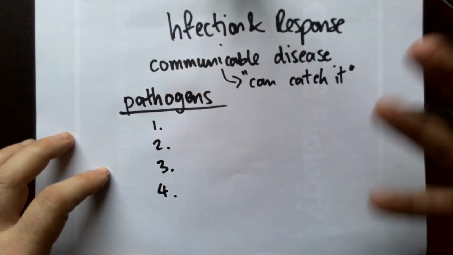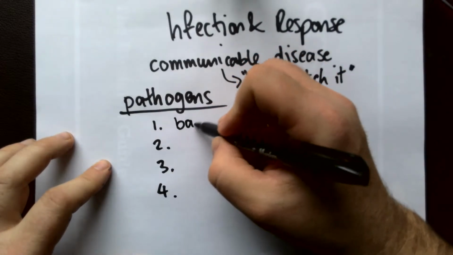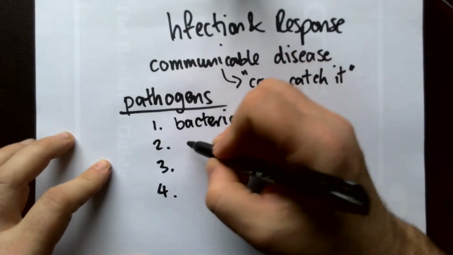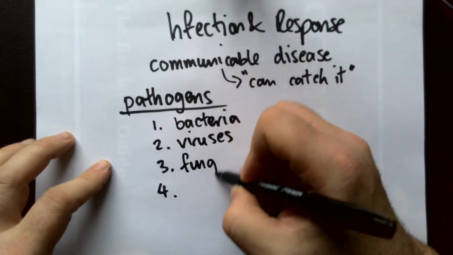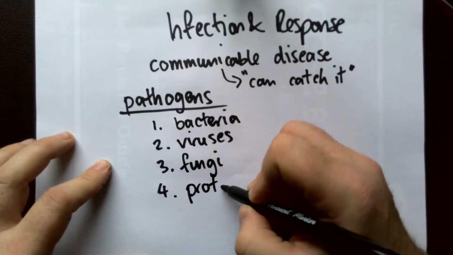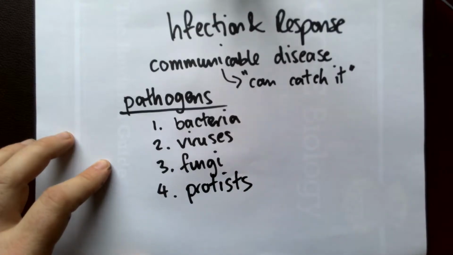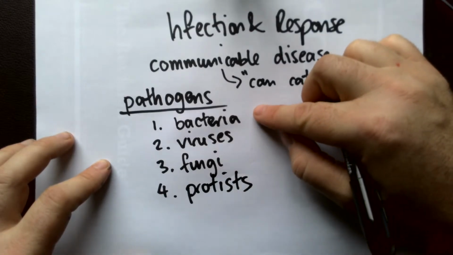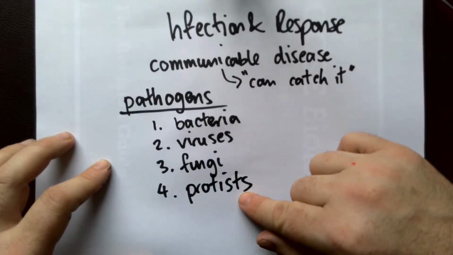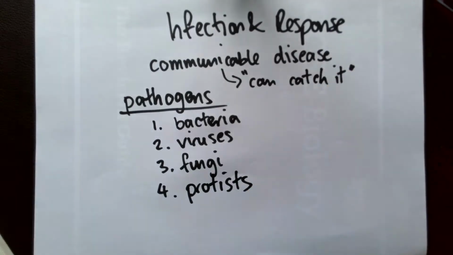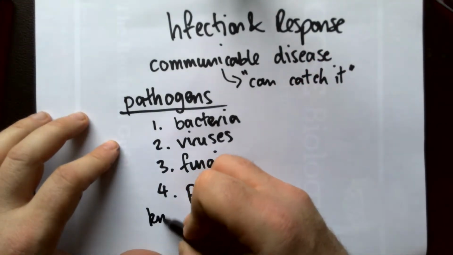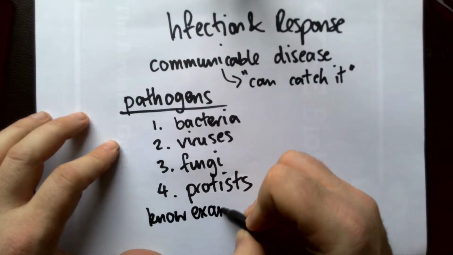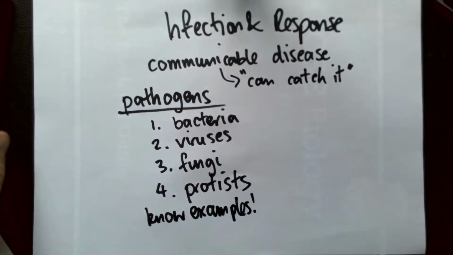I'm not going to make this into a test or a class, but the four are: we've got bacteria, we've got virus or viruses, we've got fungi, and we have protists. Now, your job is to have at least two examples for these. That's a trickier one because we tend to only know malaria for this one. But you have to know about pathogens, and you have to know some examples.